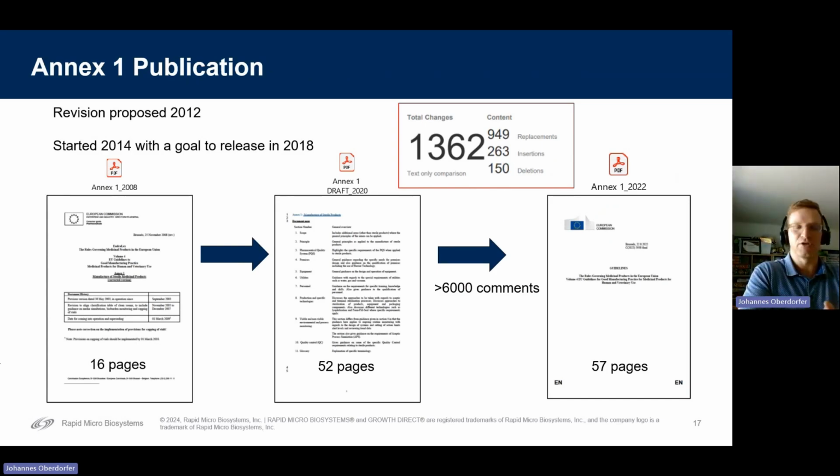But since the Annex 1 in the 2018 version, we've gone through a lot of iterations and a long way until we have now a document with 57 pages, more than 6,000 comments, and a total change of 1,362. So there has been a lot of change and a lot of additional information in the new Annex 1, with an increase from 16 pages to 57 pages now.